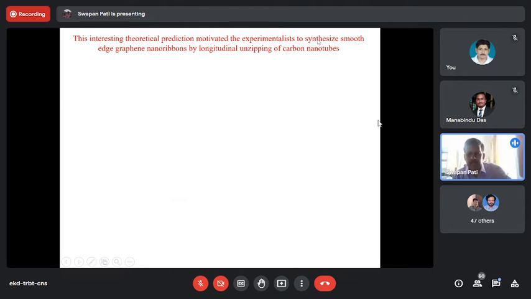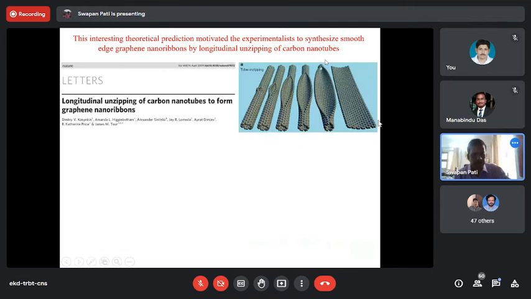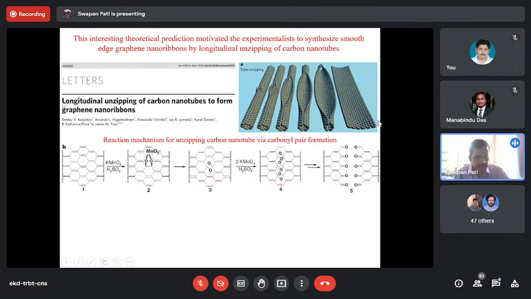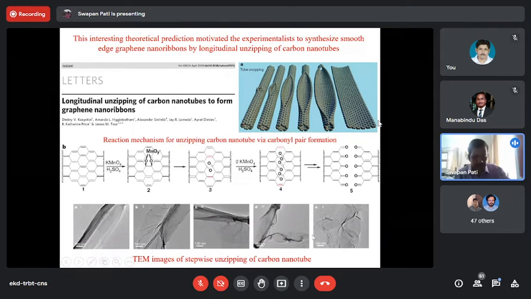motivated the experimentalists to synthesize smooth-edged graphene nanoribbon by longitudinal unzipping of carbon nanotubes. For example, longitudinal unzipping of carbon nanotube to form graphene nanoribbon. Same thing they did: KMnO4, H2SO4. So this is epoxy bond formation, and the double bond O, more double bond O, and then this gets cut actually. And you can see TEM measuring stepwise unzipping of carbon nanotube.